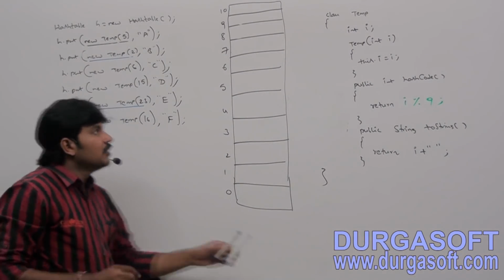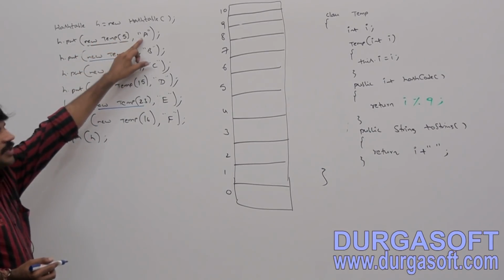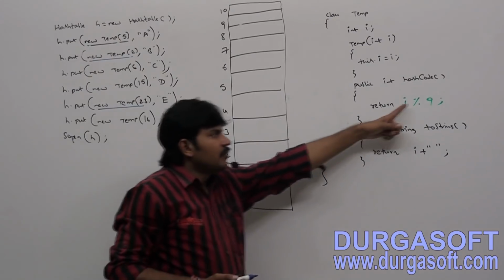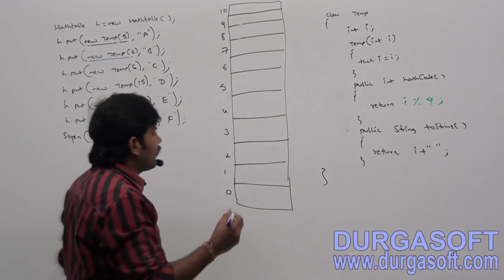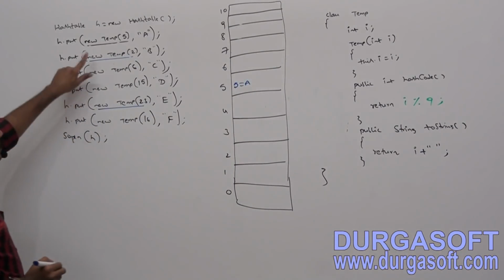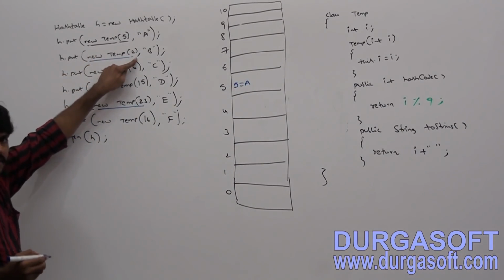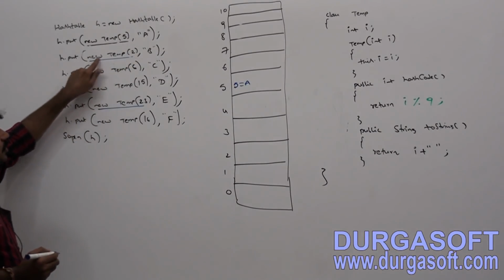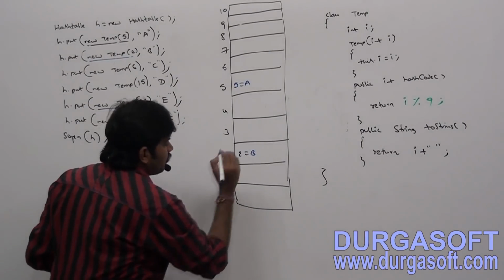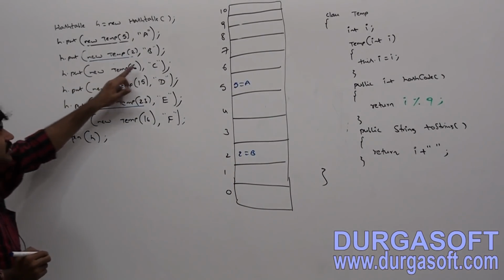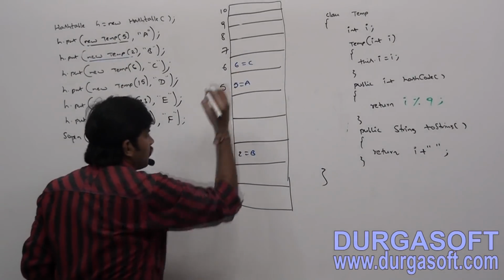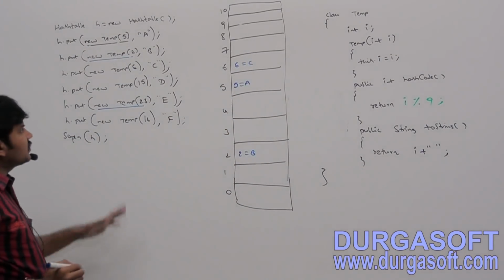Observe well. New Temp(5), "A": what is the hash code of the key? 5 % 9 is nothing but 5 only. In the fifth bucket, 5 = A got placed. Next, new Temp(2), "B": can you tell where it will be placed? In the second bucket, 2 = B. New Temp(6), "C": in the sixth bucket, 6 = C, because 6 % 9 is 6 only.